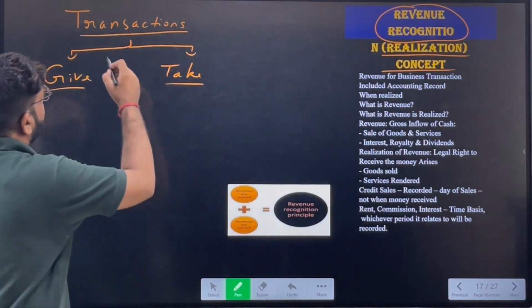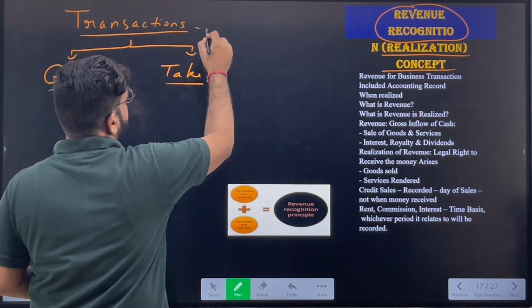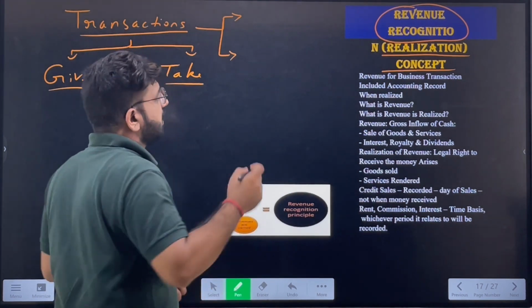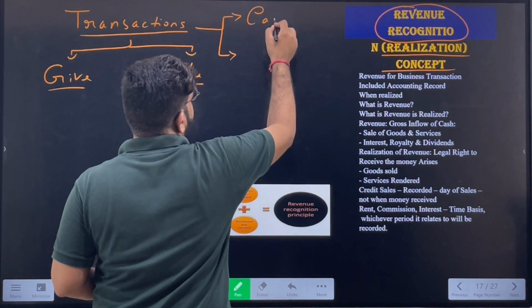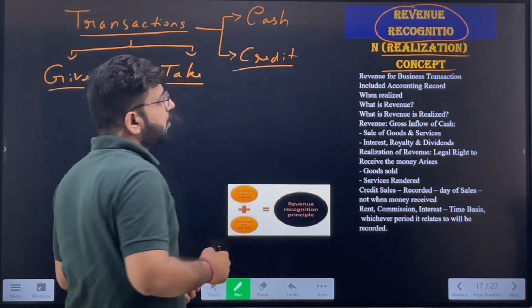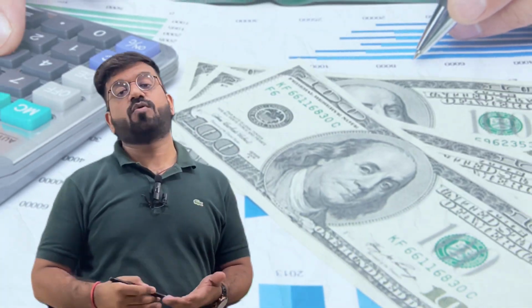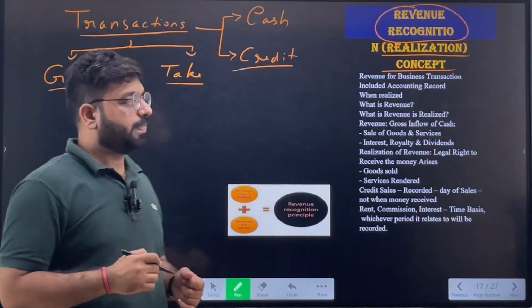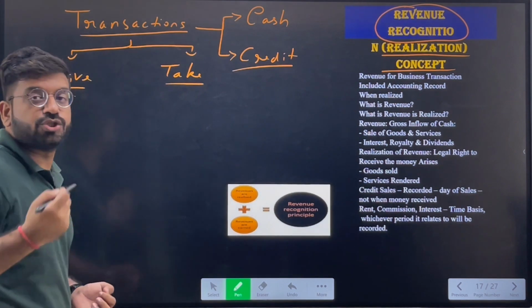Now, the monetary transactions can be of two natures. What are the two natures? It can be the cash transaction. The other one can be the credit transaction. Now, what is the difference between cash transaction and credit transaction? We'll see to it.